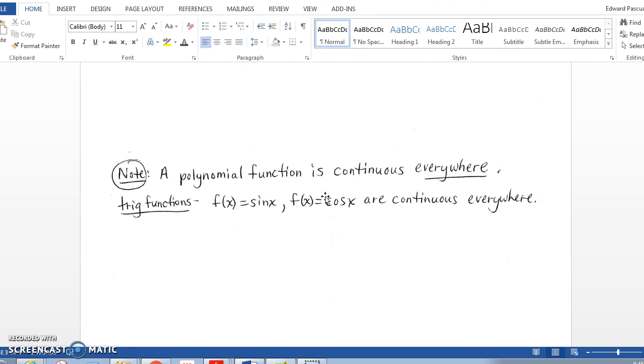And then let's end it with this little side note. A polynomial function is continuous everywhere. The trig functions f of x equals sine x, f of x equals cosine x are continuous everywhere. That's going to help you guys a lot. And that is it for today.